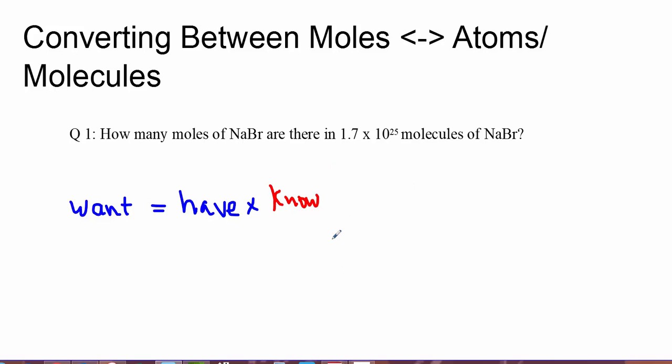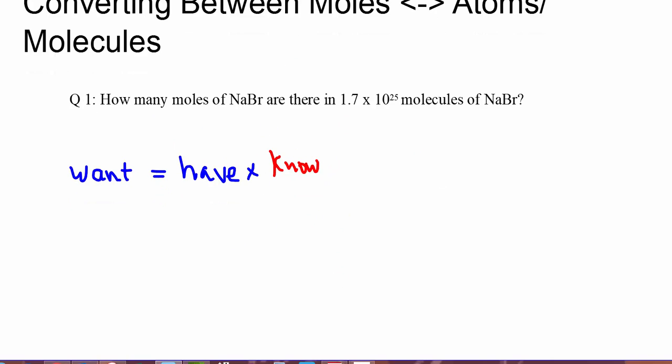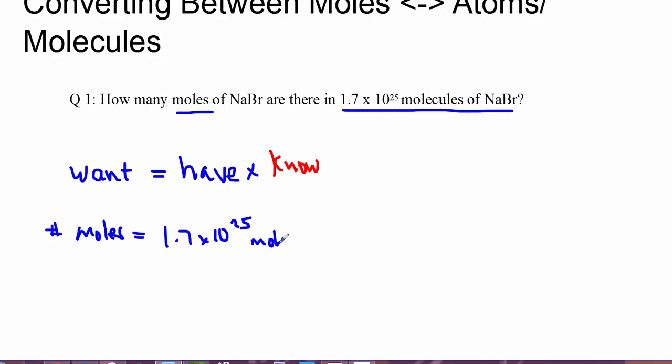So what do we want here? We want how many moles. So we're looking for moles. We would like to know the number of moles that are in 1.7 times 10 to the 25 molecules of NaBr. So what we have is this number of molecules. Okay, and what we know is going to be the conversion factor then that takes us from molecules.